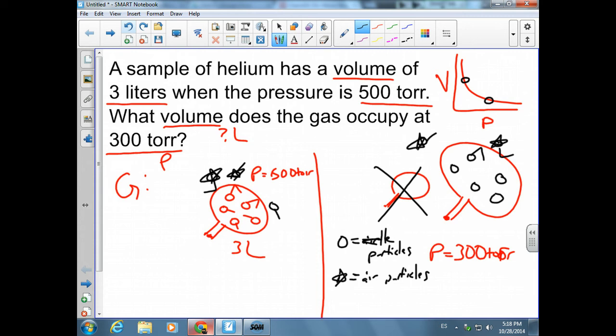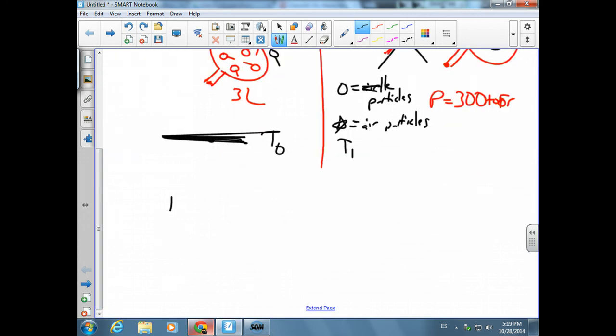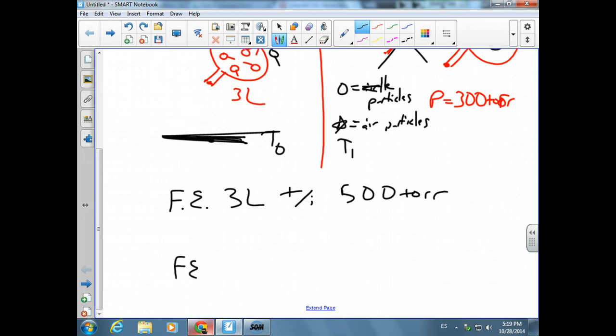Okay, so again, relationship here. Here's my T0, and here's my T1, because we reduced the pressure on that graph. Okay, so there I go. So now I can say for every 3 liters, there is 500 torr, and then for every blank liters, there is 300 torr.